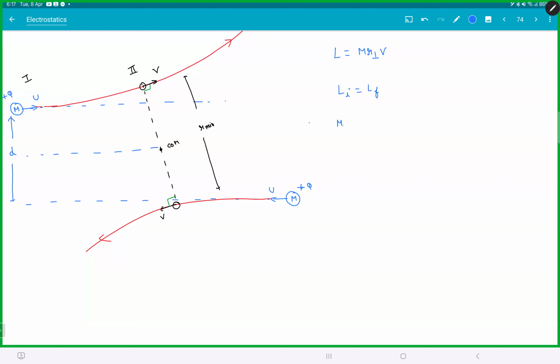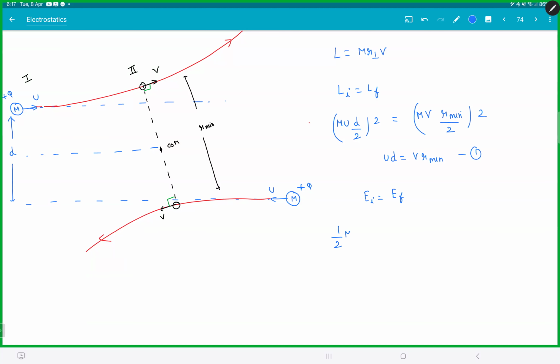L initial will be m u, perpendicular distance is d by 2, into 2, as there are two of them. This will be m v, distance is r minimum by 2, into two of them. So we get u into d is equal to v into r minimum. This is equation 1. Initial energy is equal to final energy. I think you'll get a quadratic.